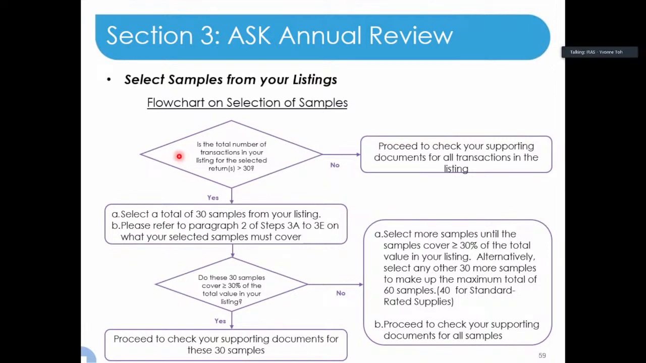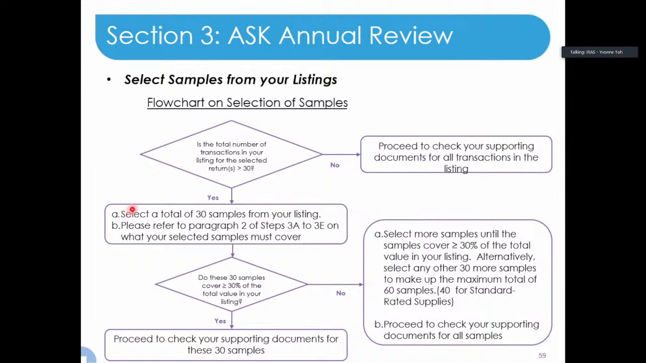If the number of transactions is more than 30, you will need to select 30 transactions from your listing, and these must cover the major categories of your transactions. After selecting 30 samples, you will have to check whether these 30 samples can cover at least 30% of the total value in your listing.